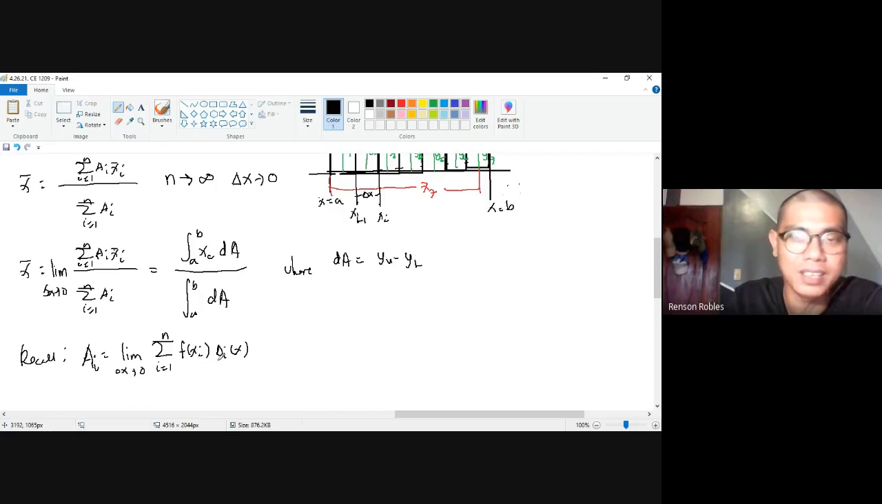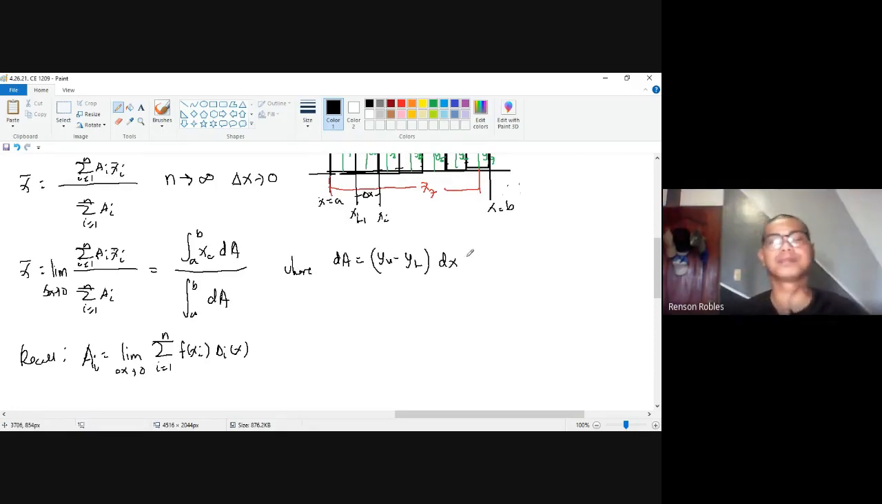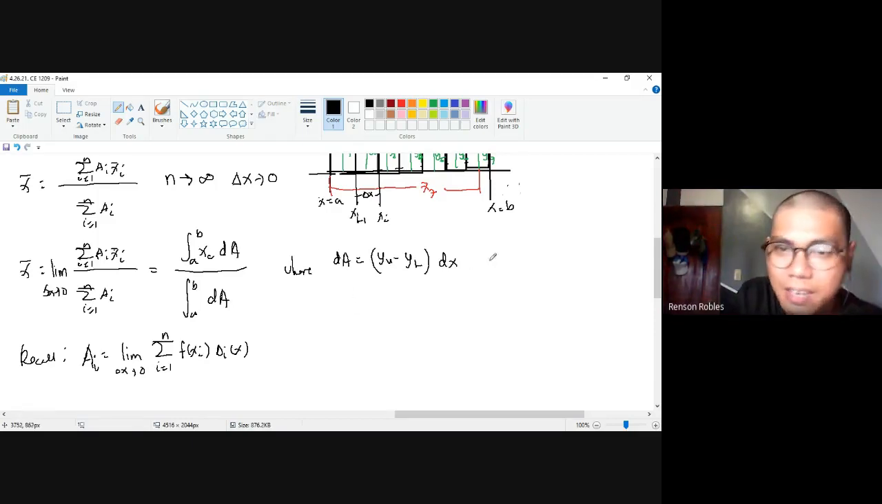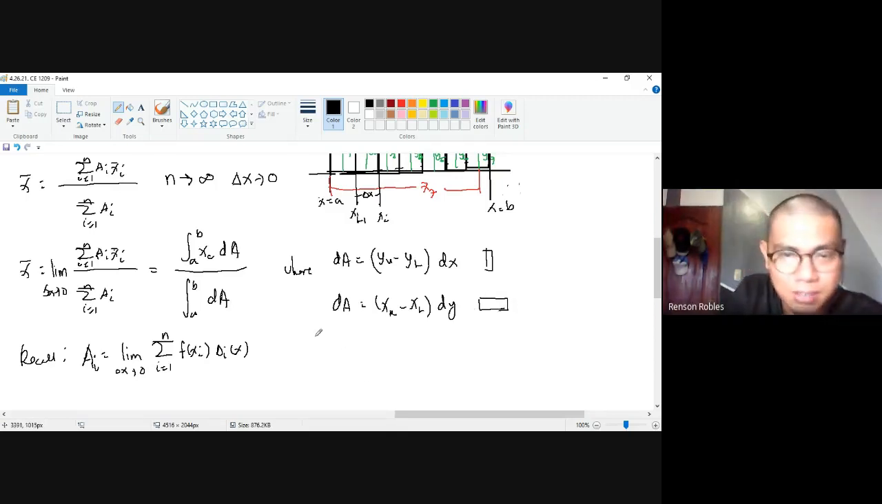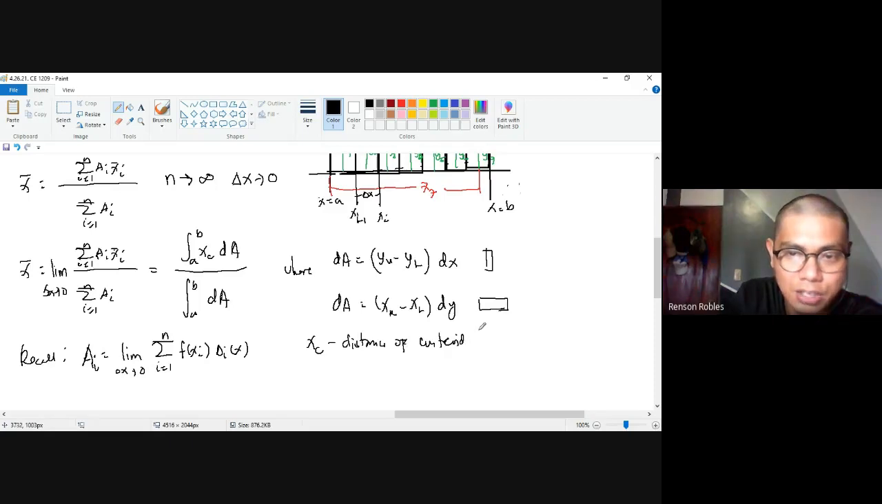Or, ito siya, f of xi delta I or dx. So that's y upper, y lower, dx. Okay yan? And dA, if you are using element vertical. If you are using element horizontal, that is x right minus x left, dy, okay, for horizontal element. And you have to take note that xc is the distance of the centroid, okay, assumed, that is the assumed centroid.